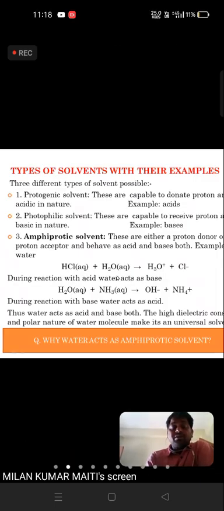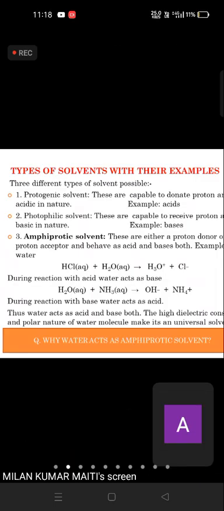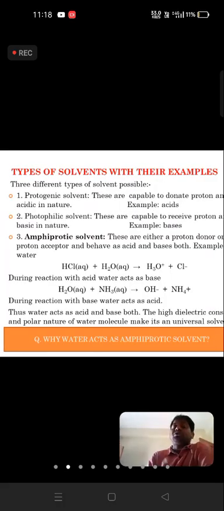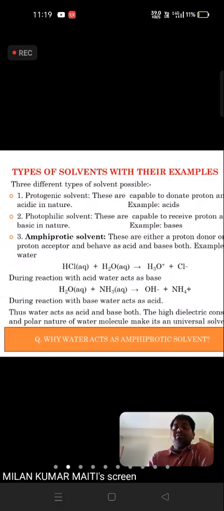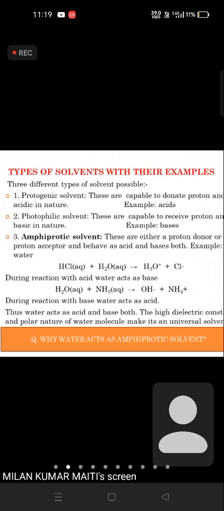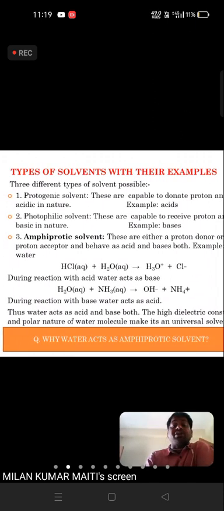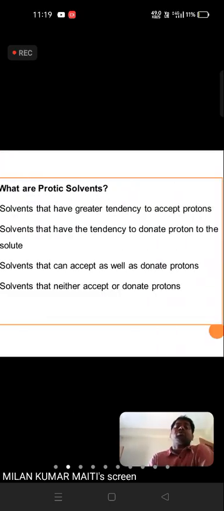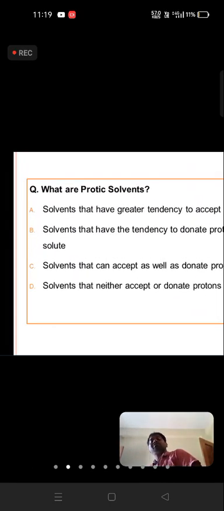So on the basis of proton donor and proton acceptor, water acts as the amphiprotic solvent, or simply a protic solvent. So next question: what are protic solvents? Solvents that can accept as well as donate protons are protic solvents. One best example of a protic solvent is water. A protic solvent is also known as an amphiprotic solvent.